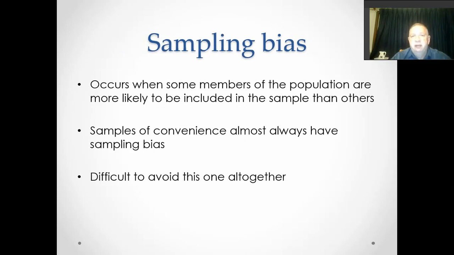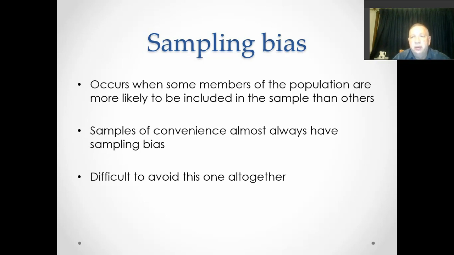Okay. Finally, sampling bias occurs when we sample one segment of the population more than the others, and we would like to give a good sample, going back to random samples, stratified samples, cluster samples, systematic. Remember that convenience sample? That could come into play here. So the sampling bias occurs when some members of the population are more likely to be included in the sample than others. Samples of convenience almost always have a sampling bias. That sampling of convenience I would never suggest using.